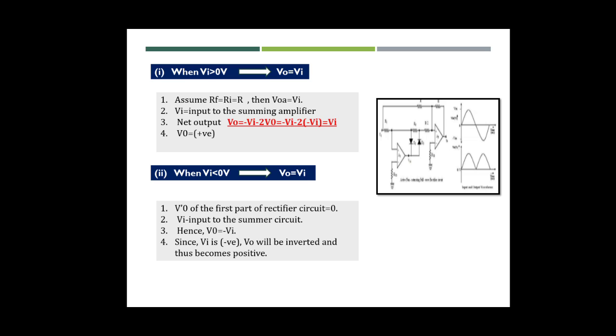When Vi is less than 0 volt, the output V0 of the first part of the rectifier circuit is 0. Thus, one input of the summing circuit has a value of 0. Vi is applied as an input to the summer circuit, that is V0 equals minus Vi now. Since Vi is negative, V0 will be inverted and thus becomes positive.